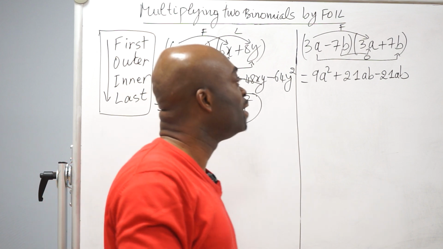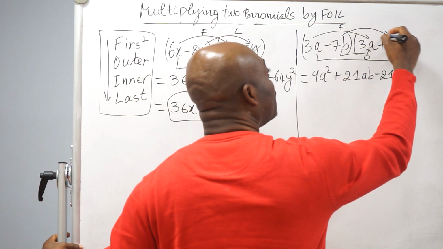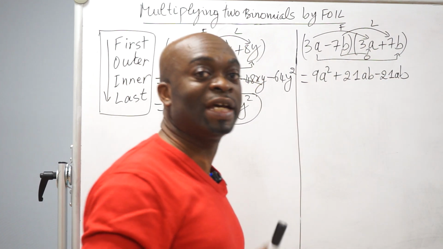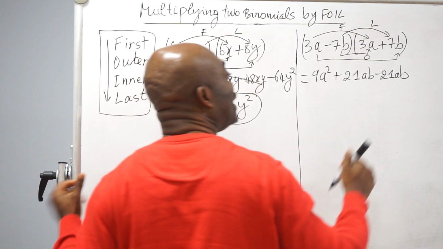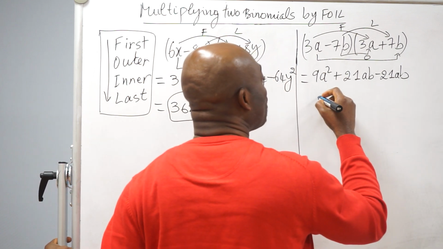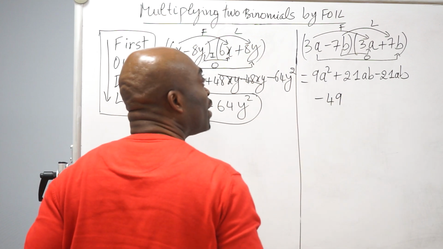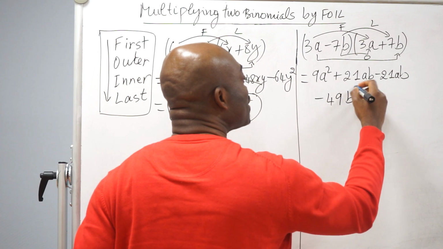We cannot. And then last but not least, so this is negative 7b times positive 7b. So negative 7 times positive 7 is negative 49. And then you have negative 49. So I'm going to come down again over here and write it down so we have enough space for the camera. So negative 49 and then what? b to the second power.